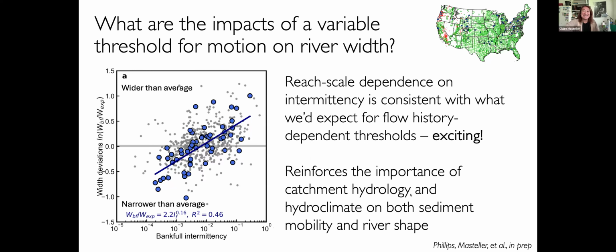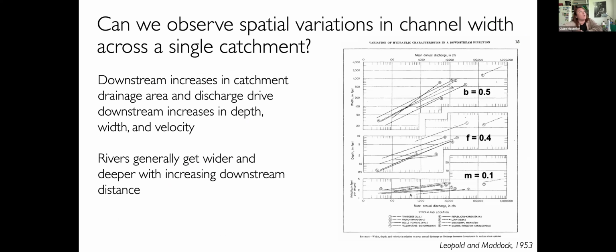Okay, so that was case study number 1 on river width and variable thresholds. And I want to emphasize here that in this case study, we're still only thinking about single reaches in individual rivers. And so now we want to scale up and think about whether or not we can observe spatial variations in channel width across a single catchment.